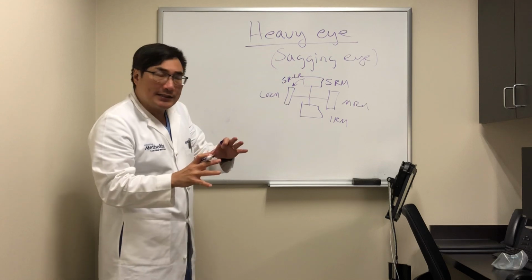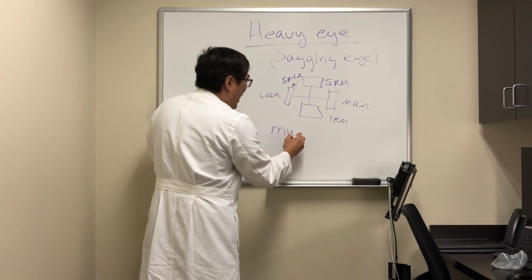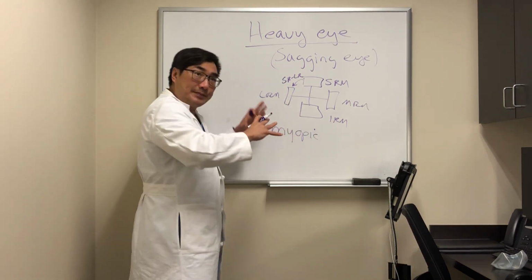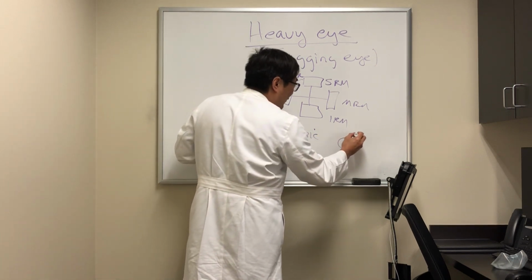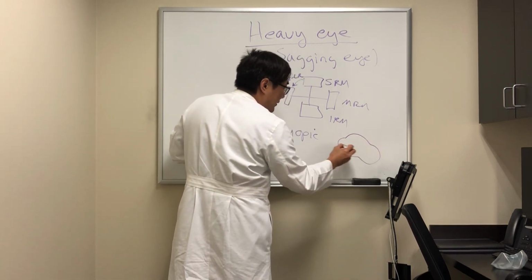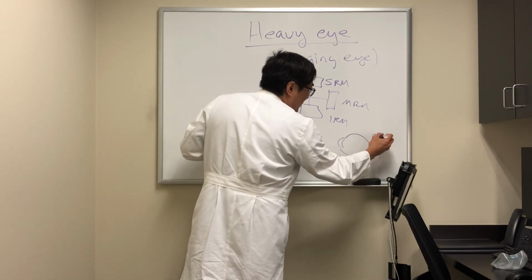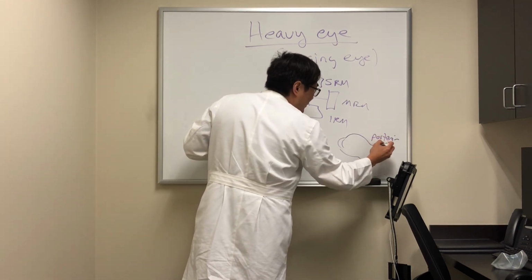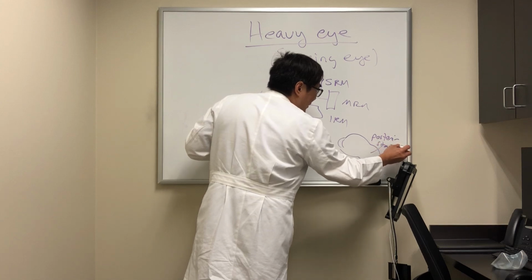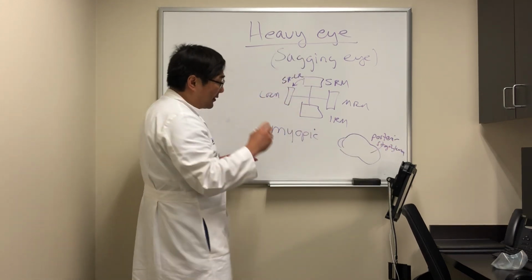In the heavy eye syndrome, the patients are myopic, and so they have a big eye. They might have a posterior staphyloma, so they've got this big eye with this thing in the back. Here's the cornea. And so this posterior staphyloma can cause thinning in the back of the retina and retinal detachments and other kinds of problems.